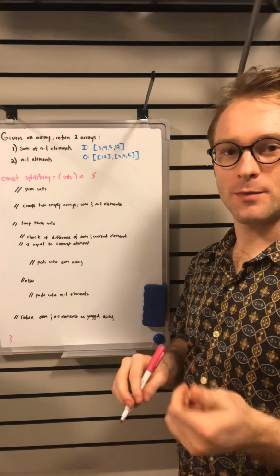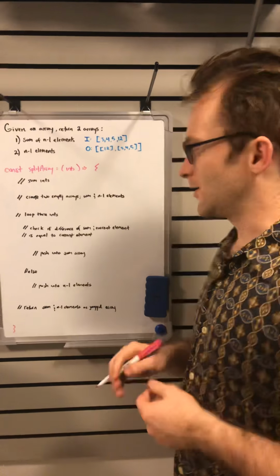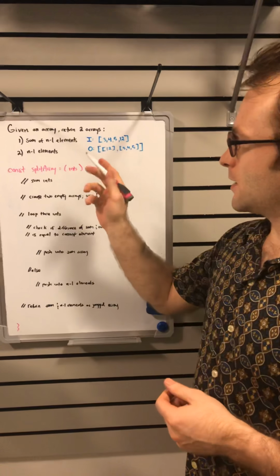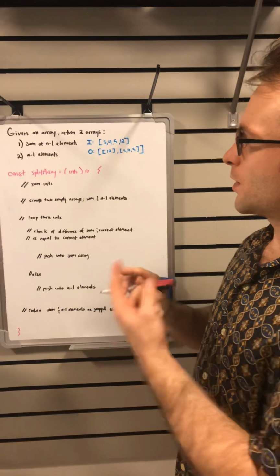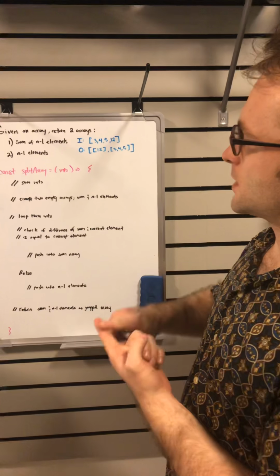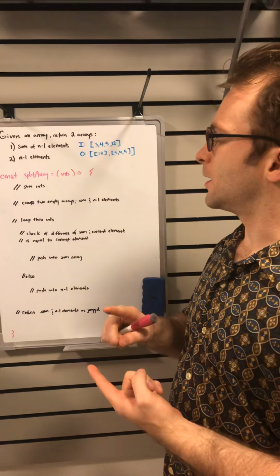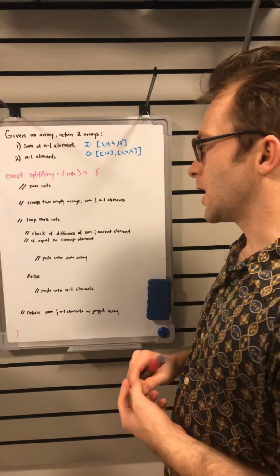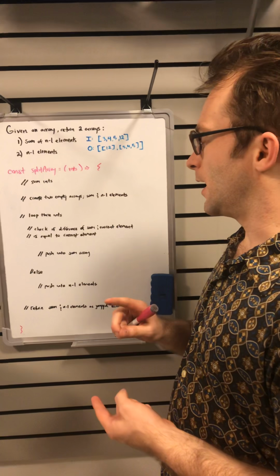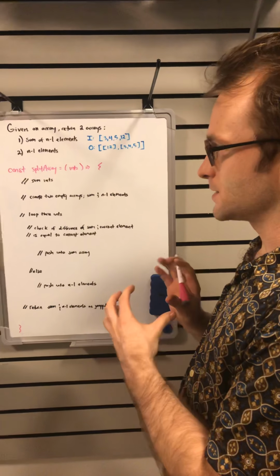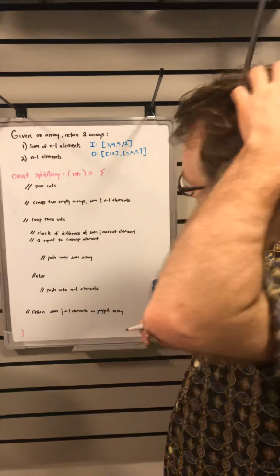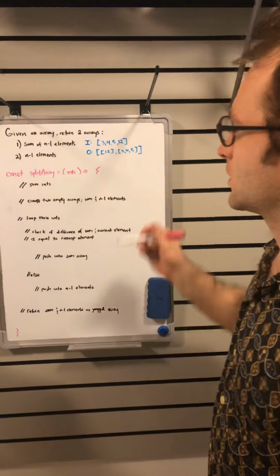I'm going to do another array problem from Cal Academy. Here it is. Given an array, return two arrays such that one array is the sum of the n minus 1 elements, and two, the second array is all of the elements minus the sum. So what does that look like?